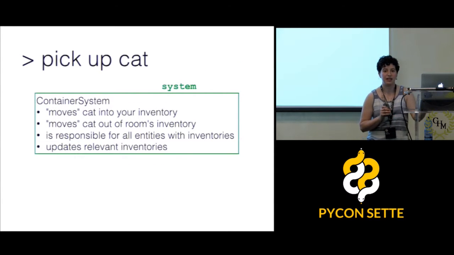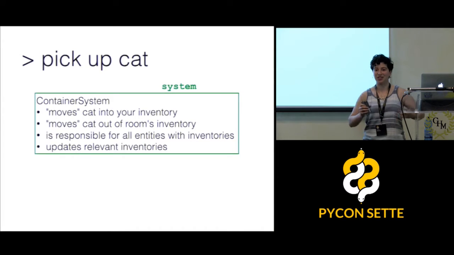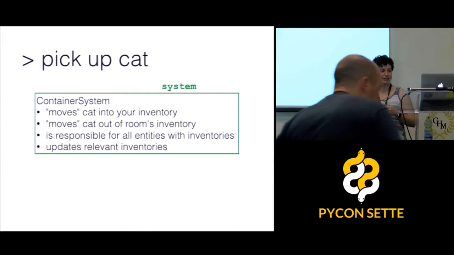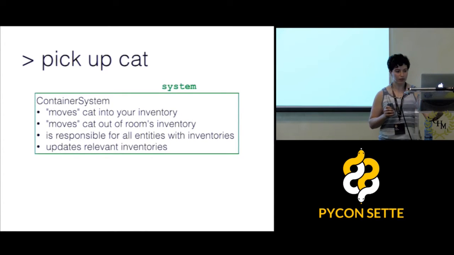In terms of behavior, the S of ECS stands for system, and systems are supposed to be service interfaces for making changes to components. And so I use systems to model my behaviors. I have a container component that's supposed to represent an inventory. So I wrote a container system that handles moving things, right? Because this is a game, so they're not actually moving. But it handles changing which inventory an entity is in. So all of the logic around move is hidden in this container system.